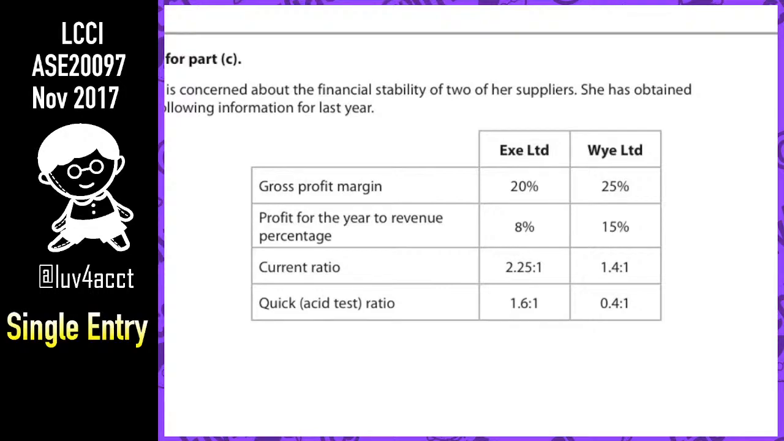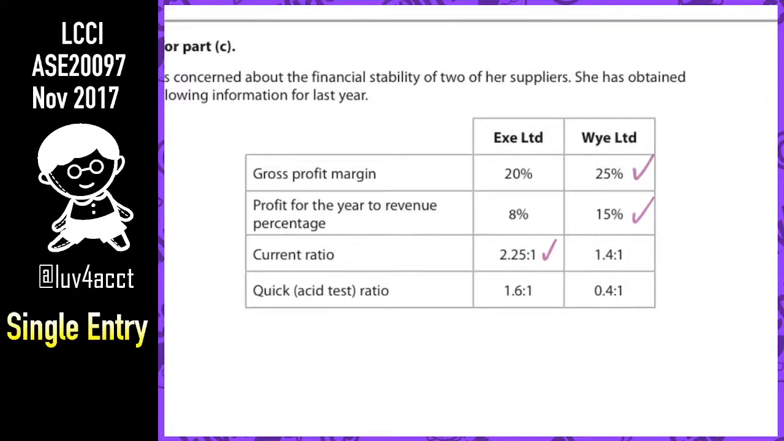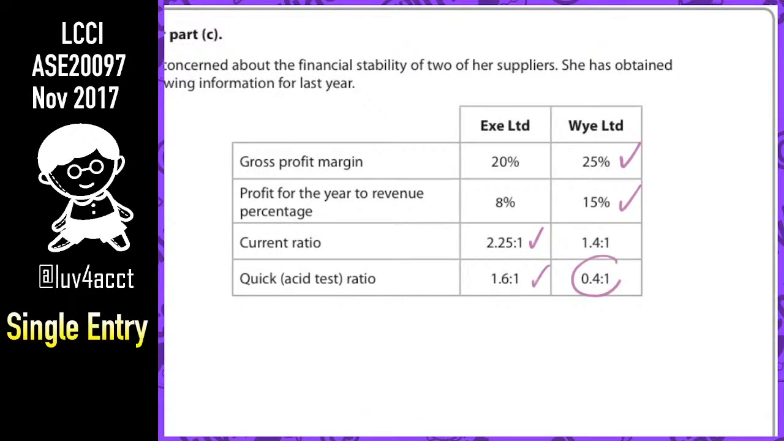Let us see. Gross profit margin, Wine is better. Profit for the year, better. Current ratio, but for the current ratio, X is better. Especially for Wayne, the quick ratio is 0.4 to 1. It is very dangerous.